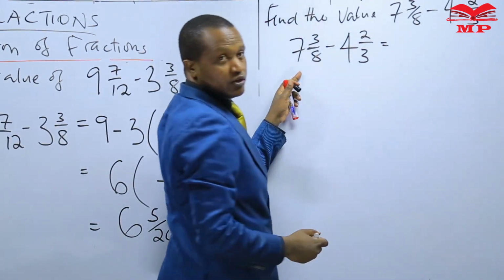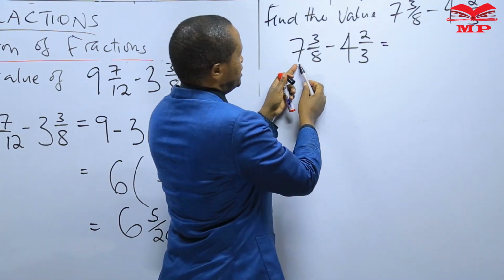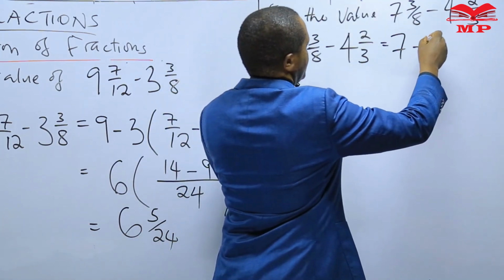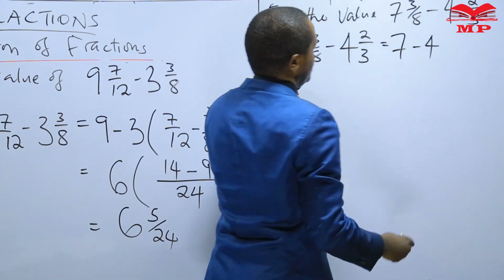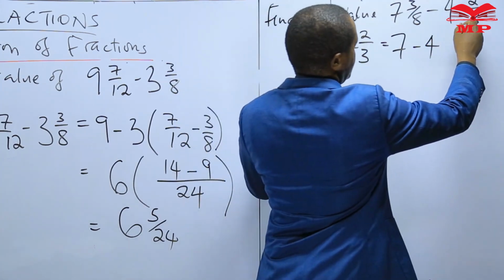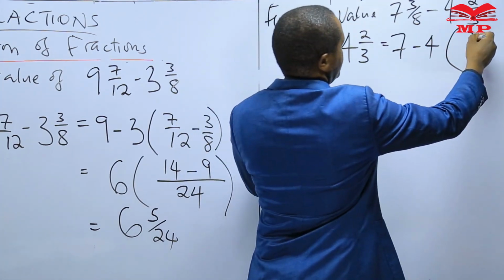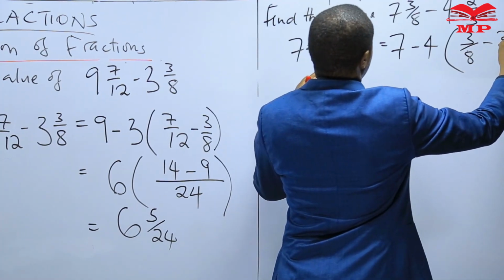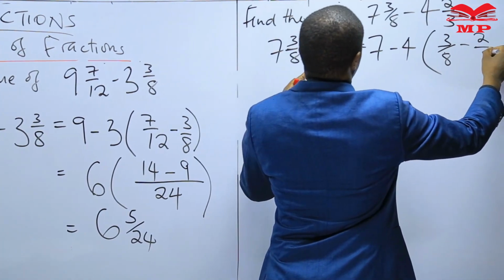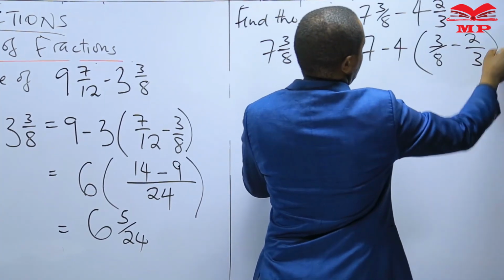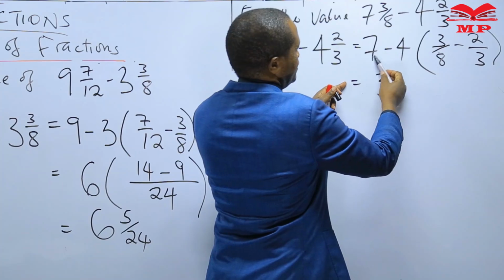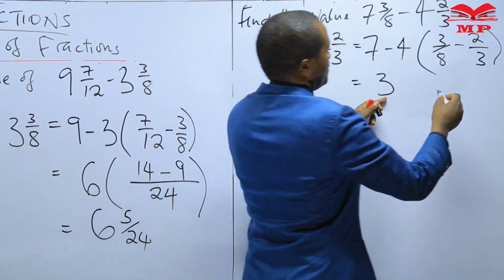First, we subtract the whole numbers. The whole numbers here are 7 and 4. 7 minus 4. Then we subtract the fractions. 3 over 8 minus 2 over 3. The whole number part is equal to 3. 7 minus 4 is equal to 3.